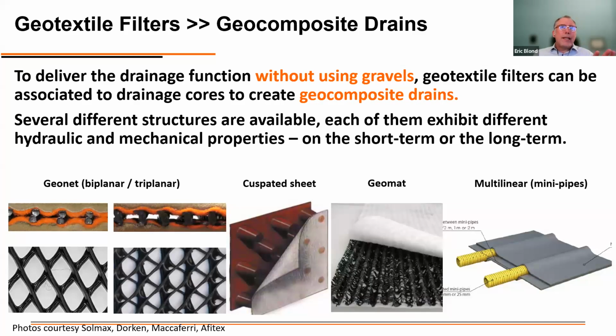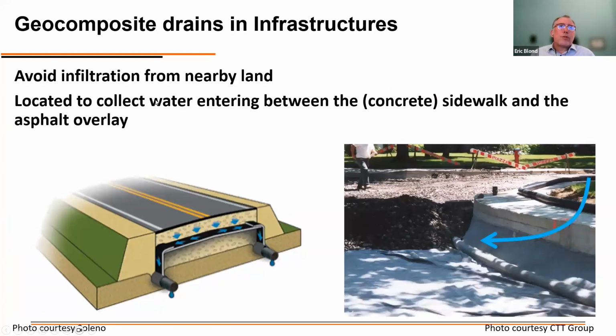Now I'm going to go through very quickly a variety of applications of geocomposite drains just to show where geotextile filters are used, and because it's important. So geocomposites are typically a combination of a drainage core and a geotextile, and we have several different types of structures. Here we can see in infrastructure, we have fabrics, geocomposite drains, which are preventing water from entering from the side and also collecting water infiltrating through cracked pavement.